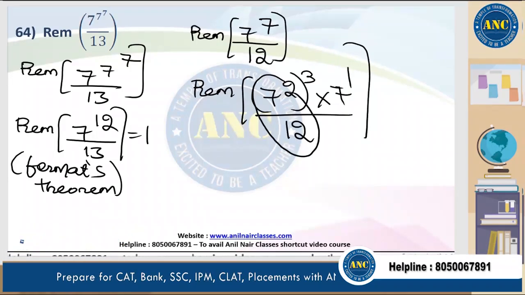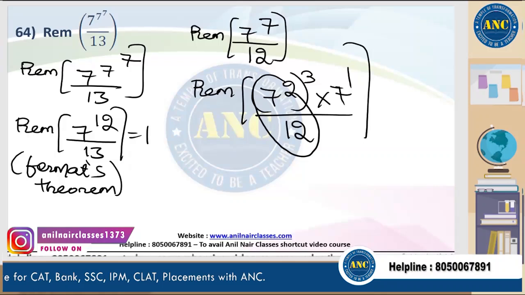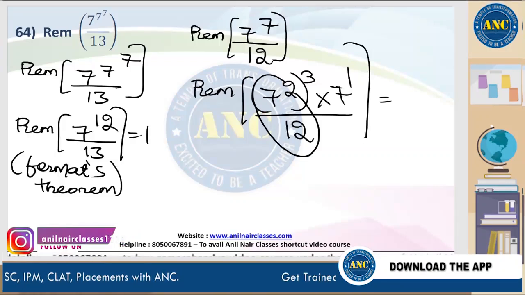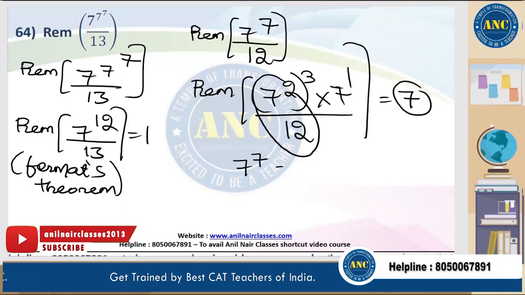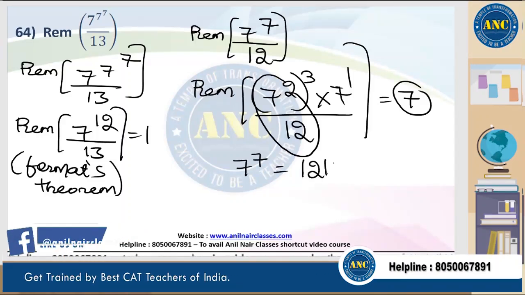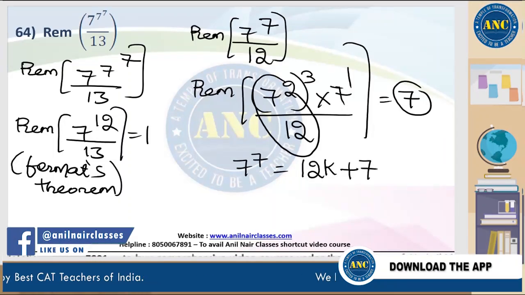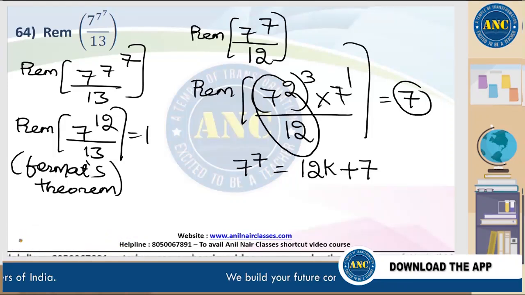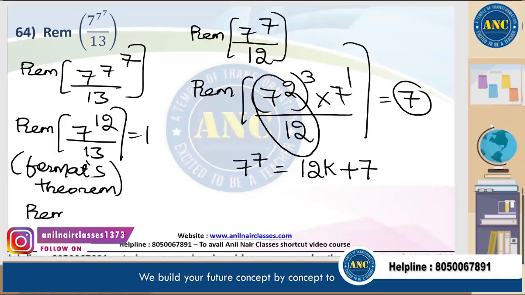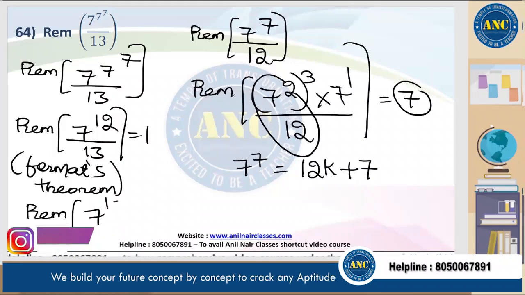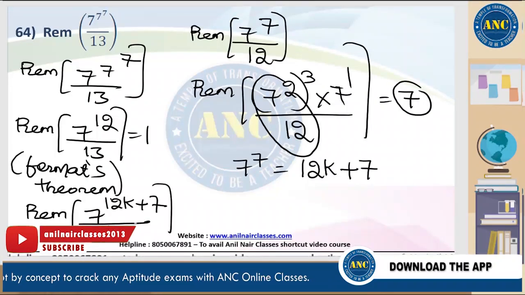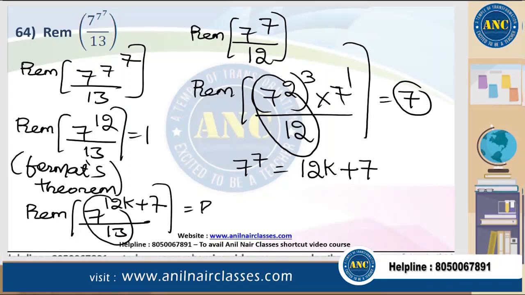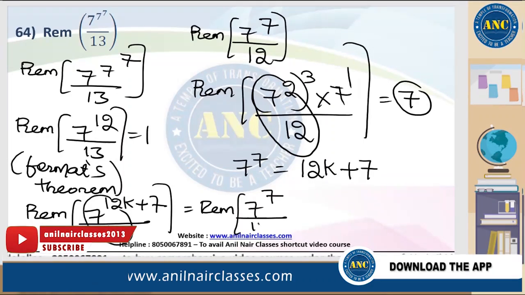49 divided by 12. 12 fours are 48. Remainder 1. 1 into 7 is 7. So 7 power 7, when divided by 12, gives a remainder 7. 7 power 7 is 12k plus 7. So this is nothing but the remainder of 7 power 12k plus 7 divided by 13. This is the remainder of 7 power 7 divided by 13.